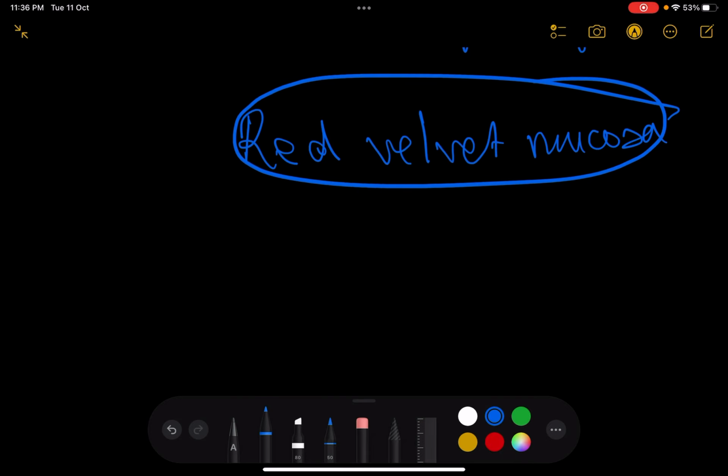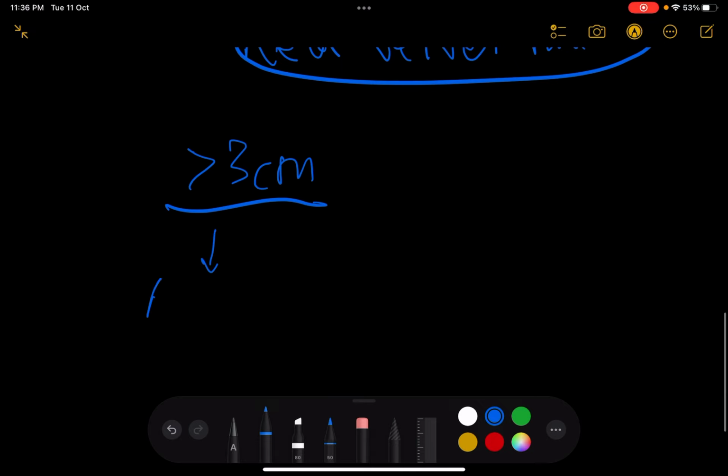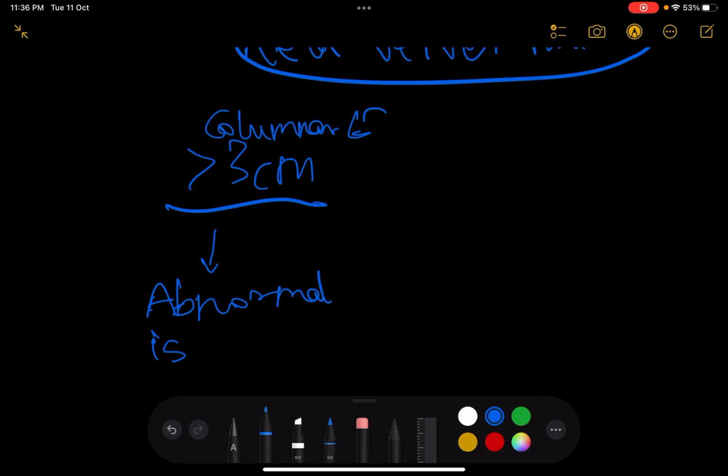When Barrett esophagus is seen and the segment is greater than 3 centimeter long, that means the mucosa is abnormal. The abnormal mucosa is easily visible if the columnar epithelium is greater than 3 centimeter. So a biopsy is easily done.